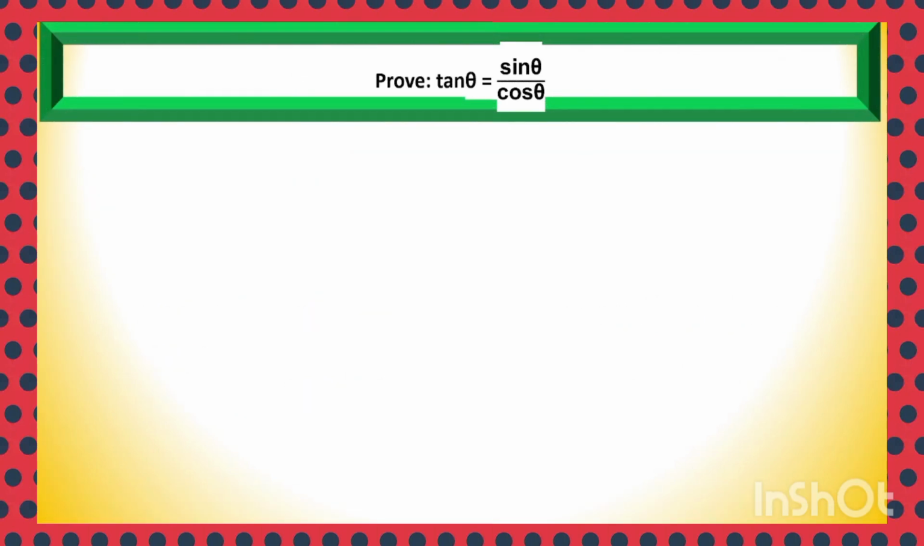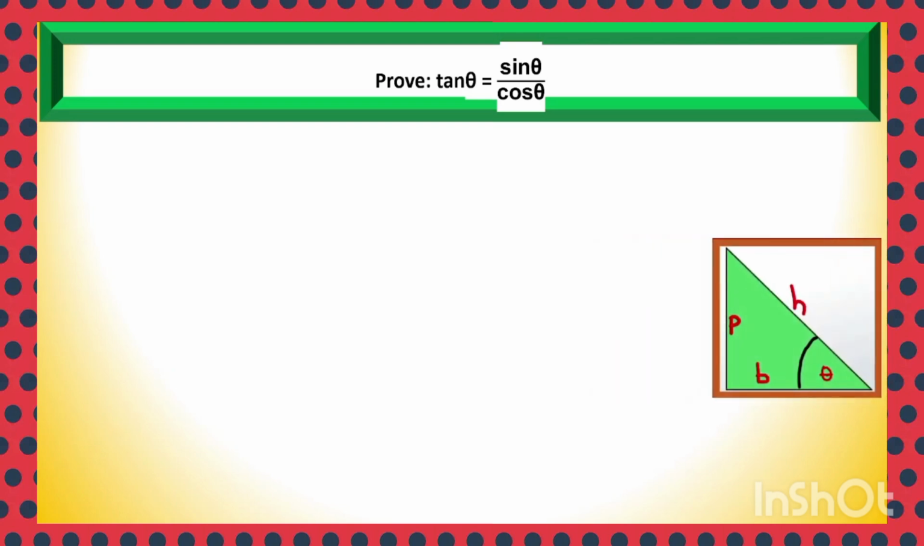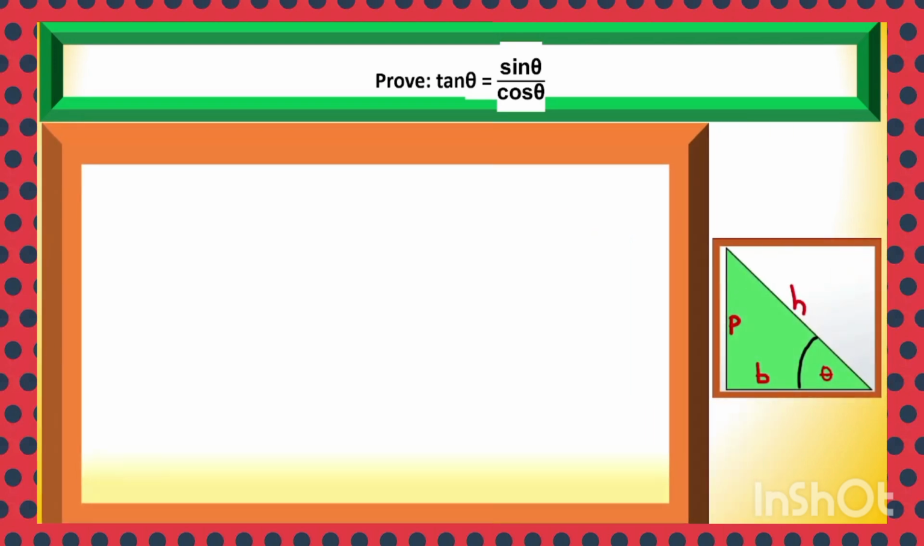Another basic fundamental formula, trigonometric identity: tan theta is equal to sin theta by cos theta. We know sin theta is p by h, cos theta is b by h. So sin theta by cos theta is equal to p by h divided by b by h, and h can be cancelled, and it will be p by b, which is tan theta. Thus tan theta is equal to sin theta by cos theta, an important and fundamental basic trigonometric identity and formula, which can be helpful in solving and proving various trigonometric identities.